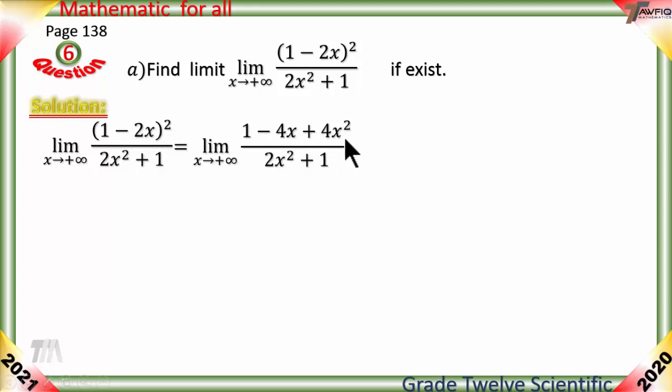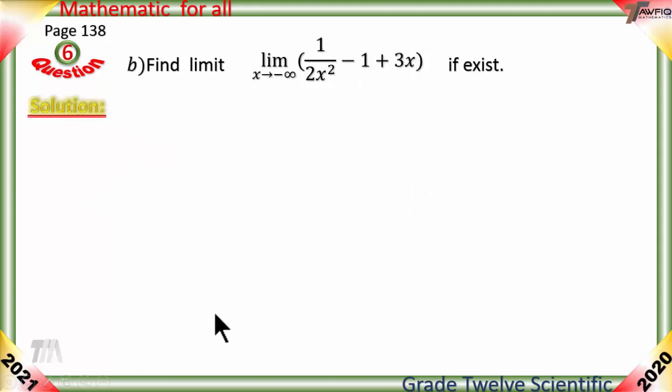And now, because the degree of the denominator is equal to the degree of the numerator, that means the leading coefficient of the numerator over the leading coefficient of the denominator becomes 4 over 2. This limit is equal to 2.